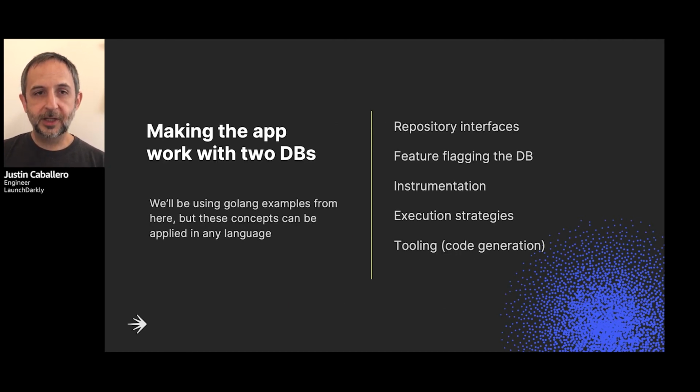So how do you actually make this work in your code? Let's dig a little deeper and see what we have to do in our application for this to happen. LaunchDarkly is a Golang shop, so I'll go through some Golang examples, but I think these principles could apply for other languages or ecosystems. And the point of these examples isn't really to get into the code so much as to understand the complexity around doing this kind of thing.